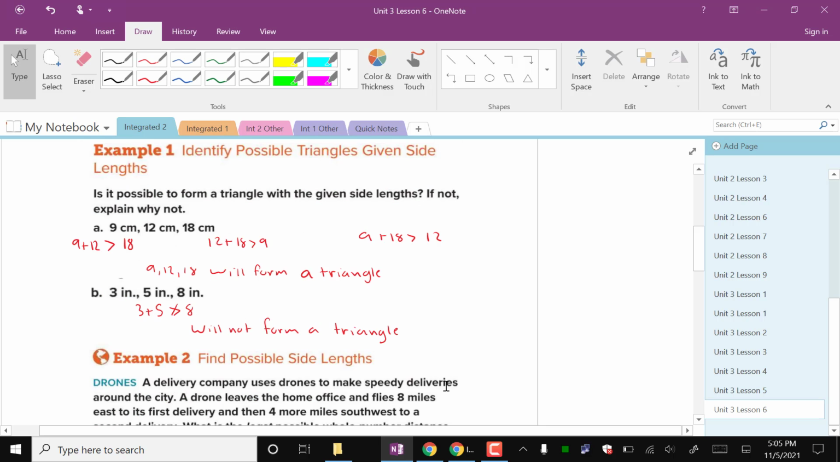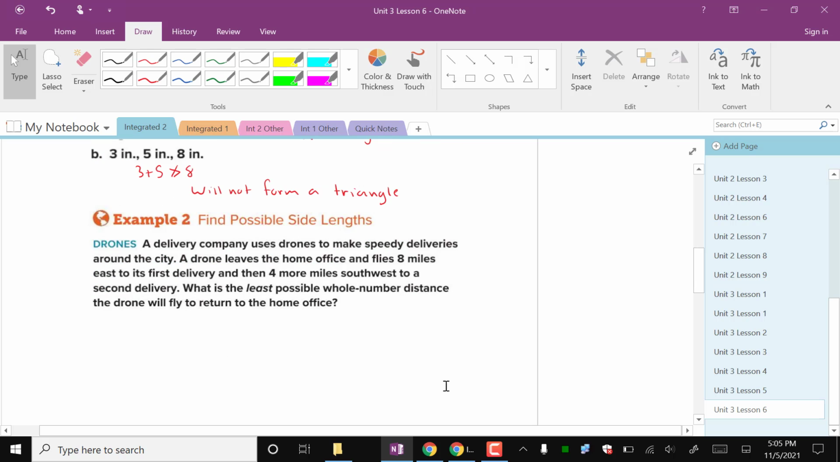All right, let's take a look at example 2. Find possible side lengths. So a delivery company uses drones to make speedy deliveries around the city. A drone leaves the home office and flies 8 miles east to its first delivery, then 4 miles southwest to its second delivery. What is the least possible whole number distance the drone will fly to return to the home office? So one of them is going to be 4 plus 8 with our unknown. So if we add these two together, that's going to be 12.